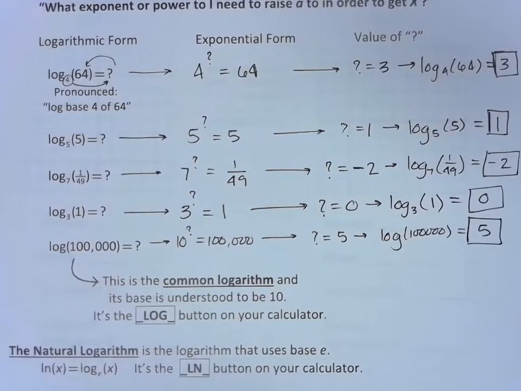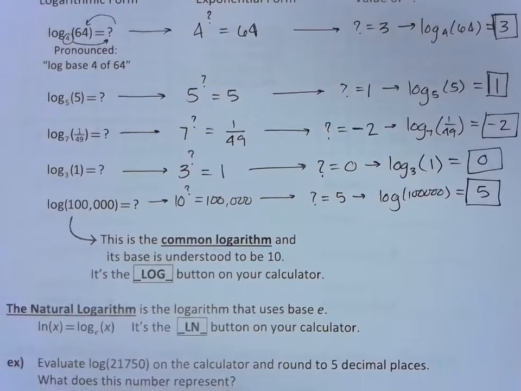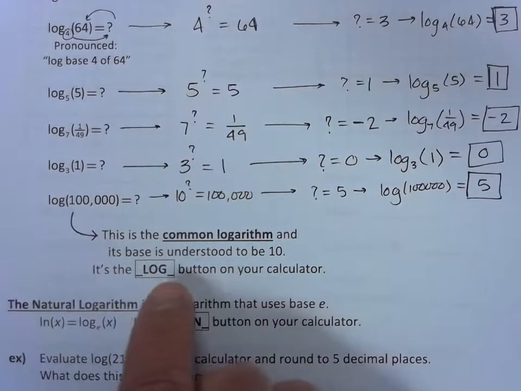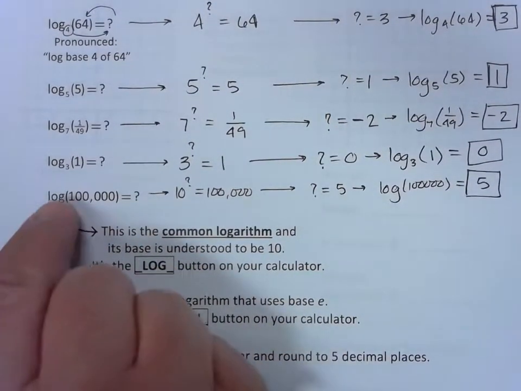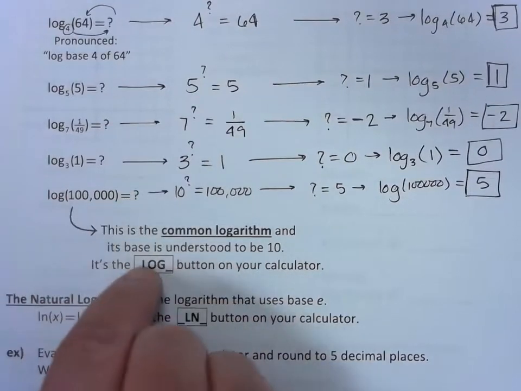If you didn't know that trick, whenever you're dealing with 10,000, 100,000, a million, count the zeros. That tells you what power of 10. Works well with the decimal system, obviously. So you've got the LOG button on your calculator, so anything with LOG you can evaluate on the calculator.